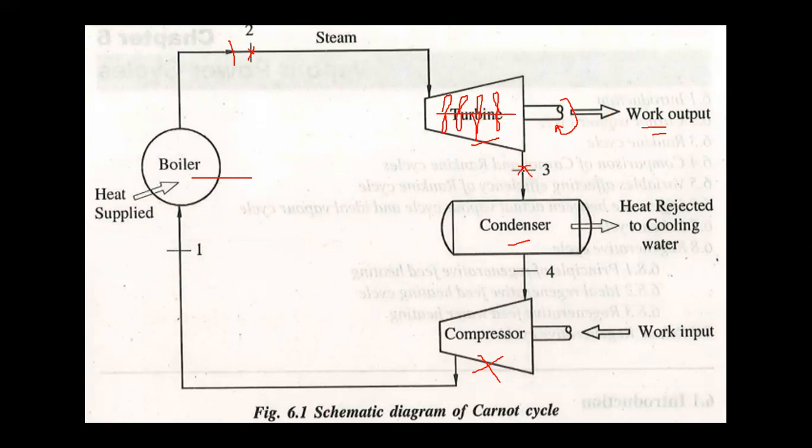After that, the temperature of this steam is very low. So this steam cannot be used further. So we pass it into the condenser where this steam is converted into the liquid form. And after that, this liquid, with the help of the compressor, we again increase its pressure and ultimately pass it on into the boiler. So this is all about the Carnot cycle.